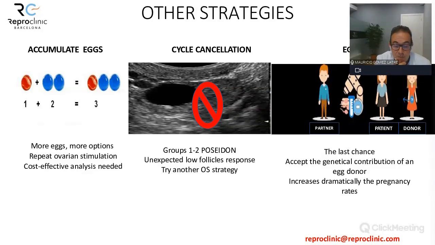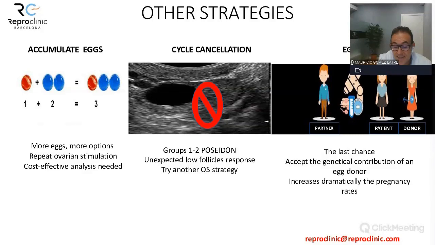The cycle cancellation before the egg collection must be considered if ovarian response during the stimulation is worse than expected. As we told before, this fact can happen in group 1 or 2 of Poseidon, patients with unexpected negative answer. If physicians observe this unexpected low response before the puncture, they can stop the stimulation after consent with patients and try to study the cause and find another strategy for better result.